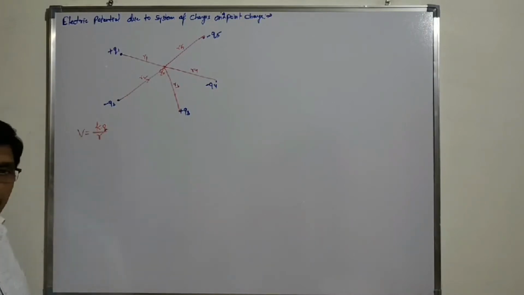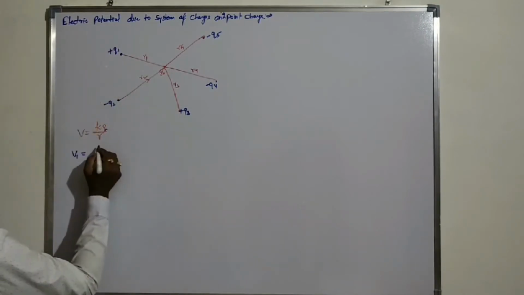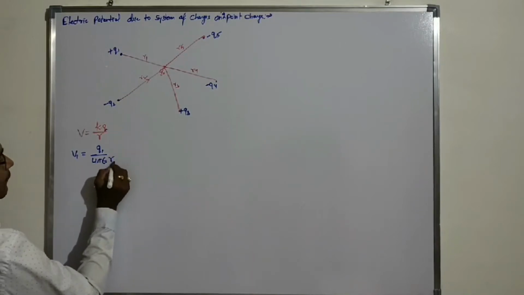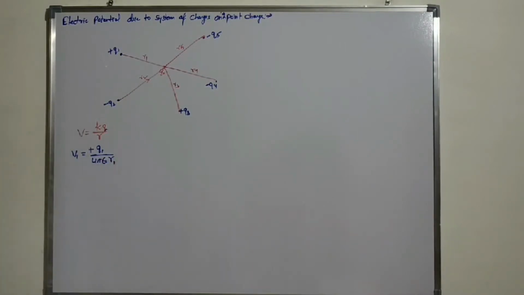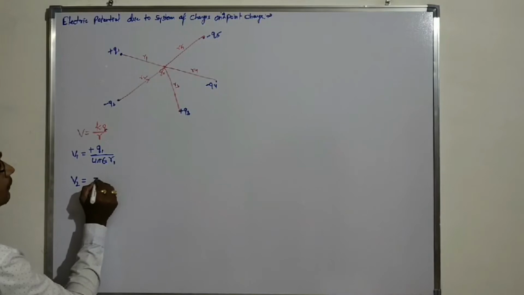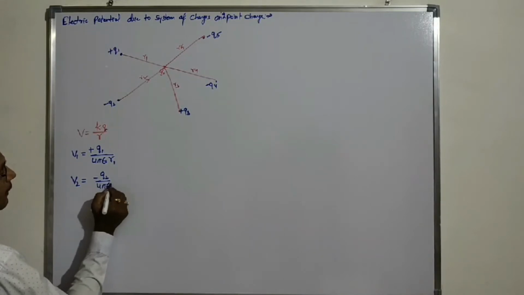Potential is directly proportional to charge also, because when the magnitude of charge is increased, the electric potential due to the charge is increased. And if the distance between the point and the charge is decreased, the potential is increased. So we can say V1, the potential due to charge Q1, can be written as Q1 upon 4 pi epsilon 0 R1. This is a positive charge, that's why potential is positive. Similarly, V2 equals minus Q2 upon 4 pi epsilon 0 R2, because the charge is negative, that's why potential is negative.